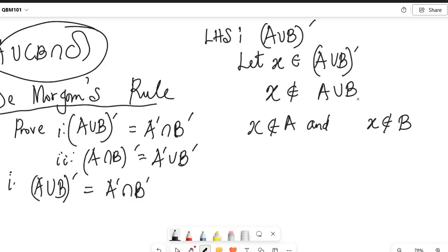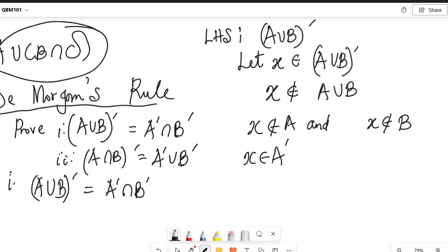So if we say that X cannot be found in the union of two sets, it means that X cannot be found in A and X can also not be found in B. So if X cannot be found in A and X cannot be found in B, it means that X can be found in A complement. I believe you understand this.